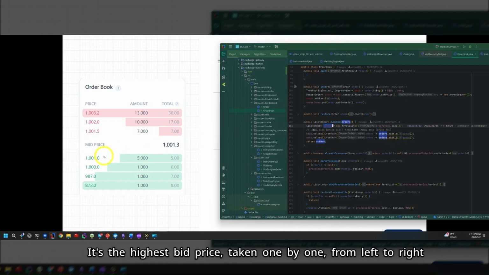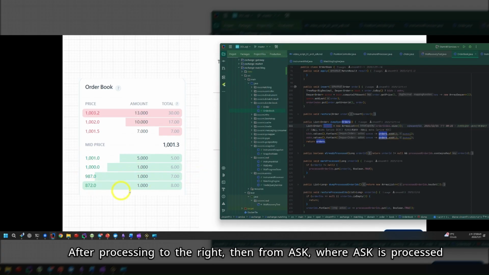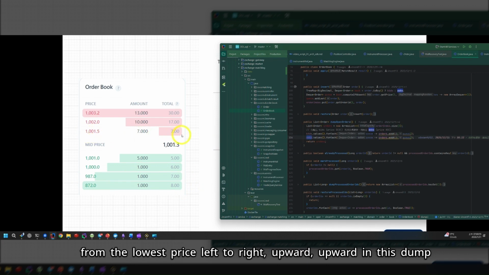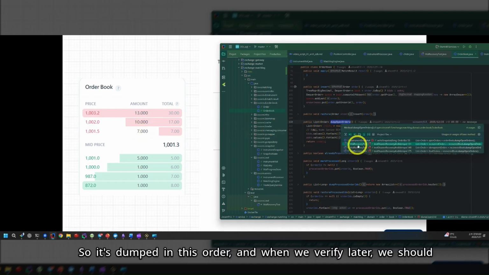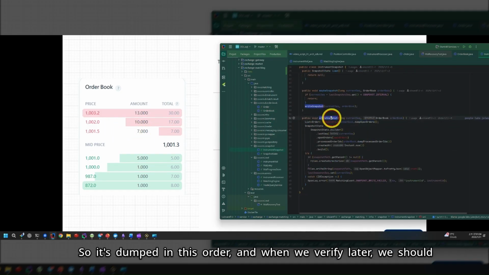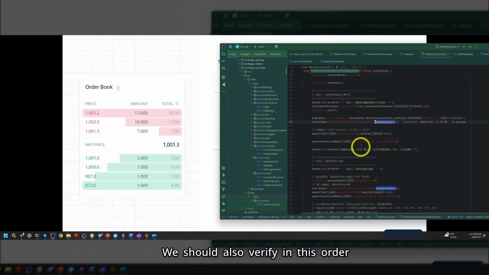It's the highest bid price, taken one by one from left to right. After processing to the right, then from ASK, where ASK is processed from the lowest price left to right, upward in this dump order. So it's dumped in this order, and when we verify later, we should follow this order. We should also verify in this order.